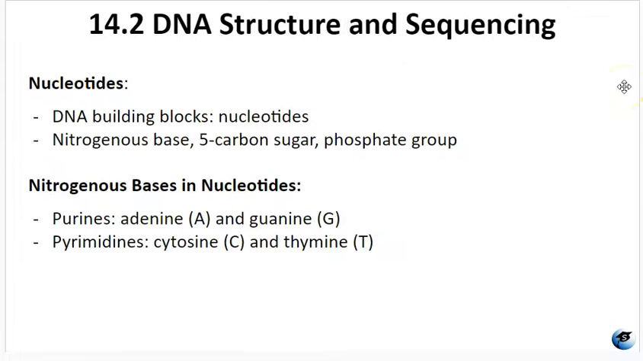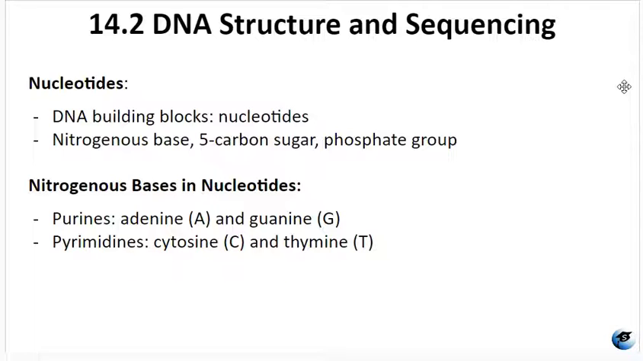So DNA is made up of nucleotides, and a nucleotide is made up of parts too, so we're going to talk about those. A nucleotide consists of a nitrogenous base, a 5-carbon sugar, and a phosphate group. The nitrogenous base can be either a purine, such as adenine and guanine, or a pyrimidine, such as cytosine and thymine.